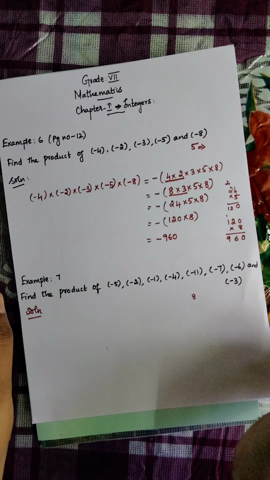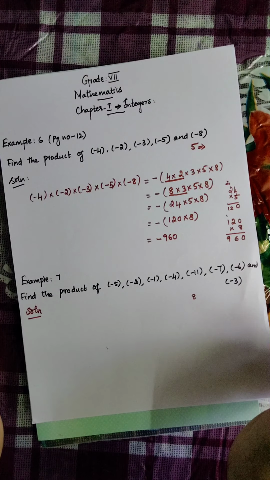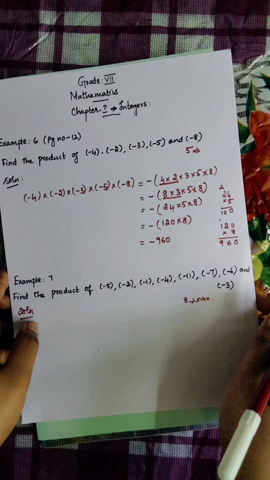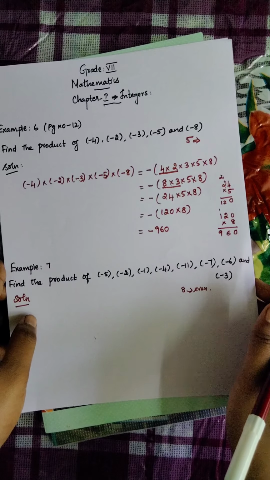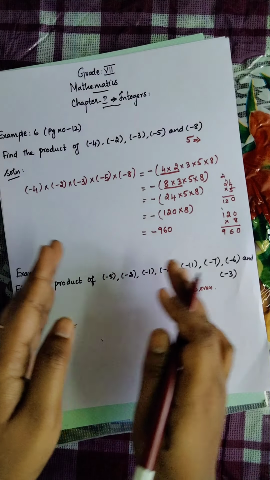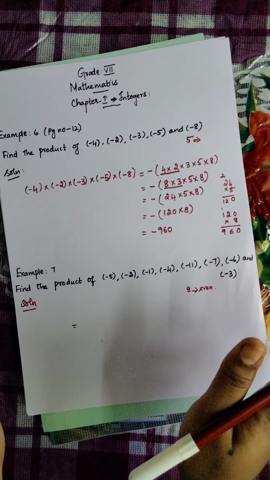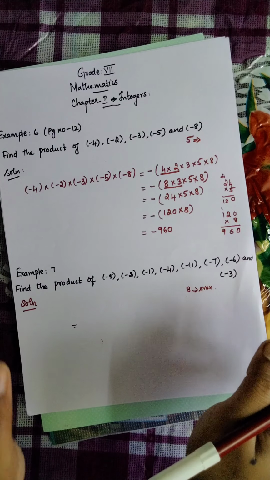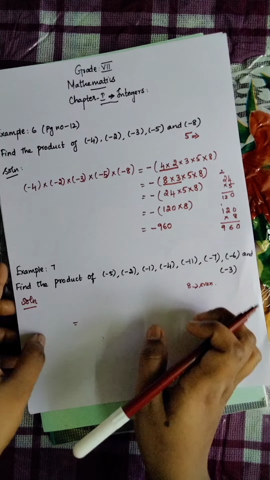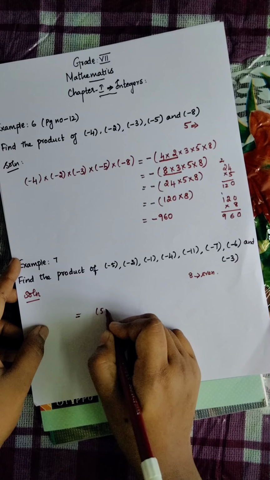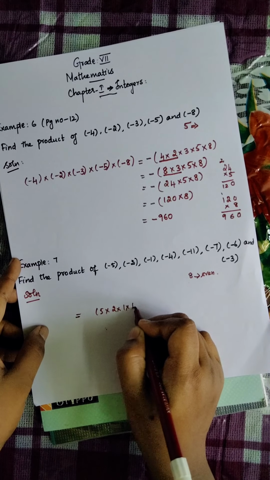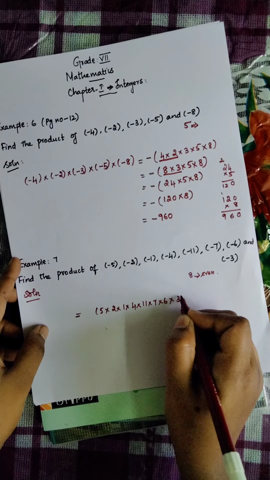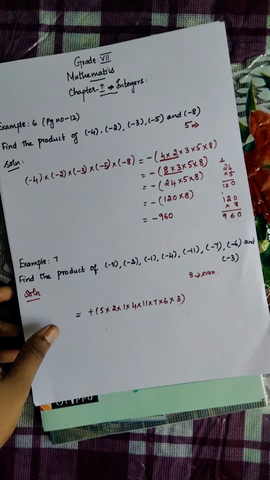Whether 8 is an odd or even number? It is an even number. In this case, if the count of negative numbers is even, you need to multiply all the numbers and put the positive sign in front of the number. Means 5 into 2 into 1 into 4 into 11 into 7 into 6 into 3. In front of the number put the positive sign.